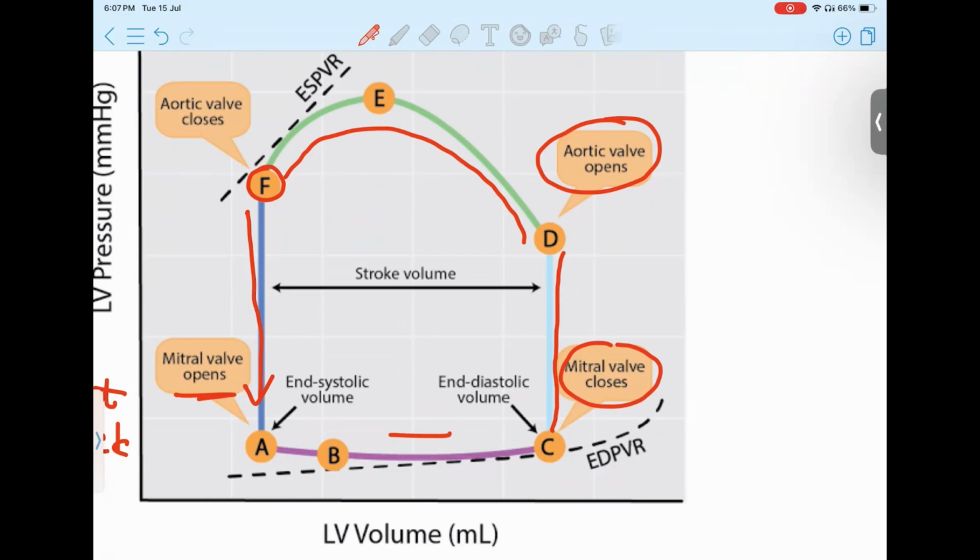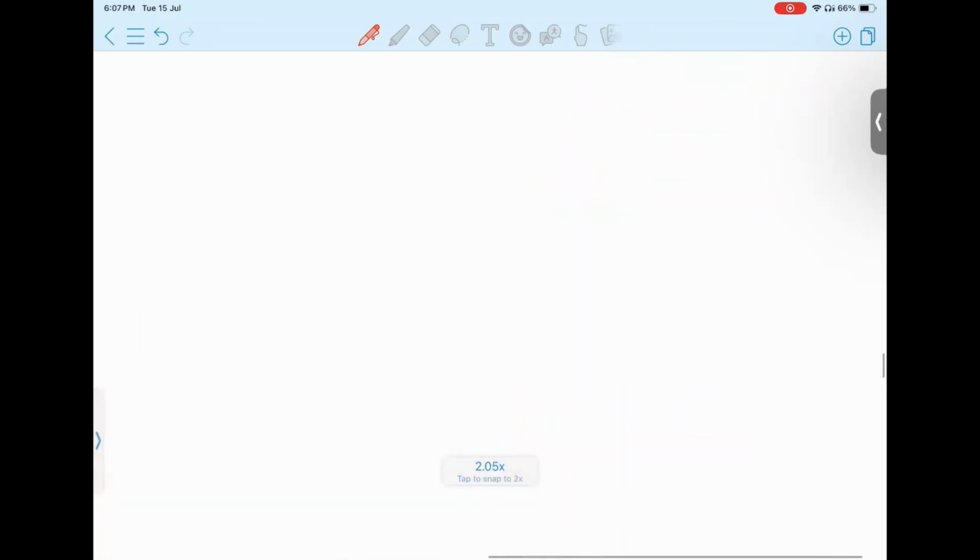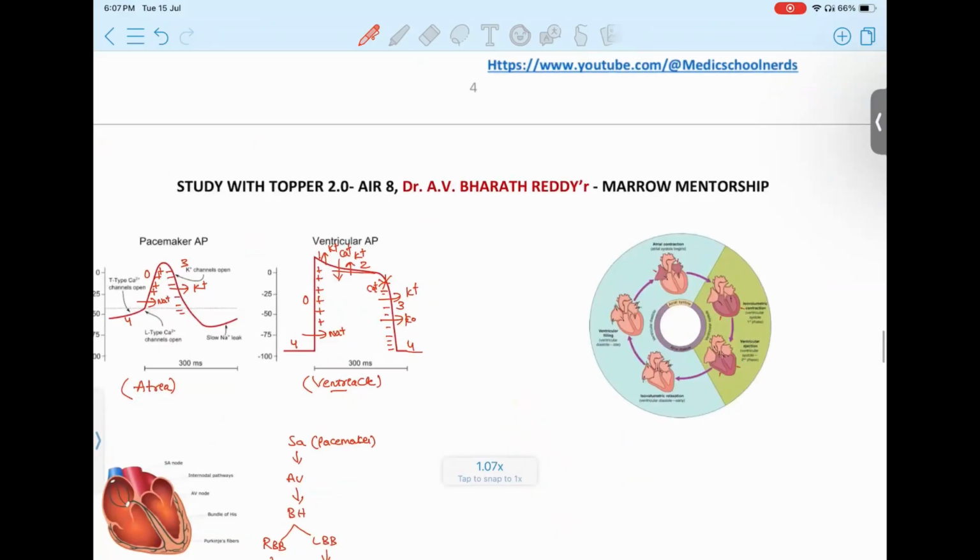And here the question can be asked, closing this one, or this one. So any kind of question can be asked in this graph. So please look at this graph and understand the concept easily. Okay. Next, moving on to the cardiac cycle, and how the cardiac cycle is maintained.